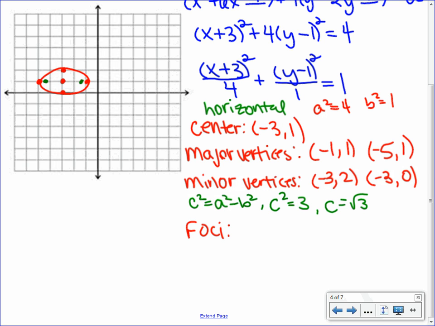So we're going to say that our foci, we moved horizontally. So from negative 3, we subtracted radical 3, and we're still at y equals 1. And from negative 3, we added radical 3, and y is still at 1.